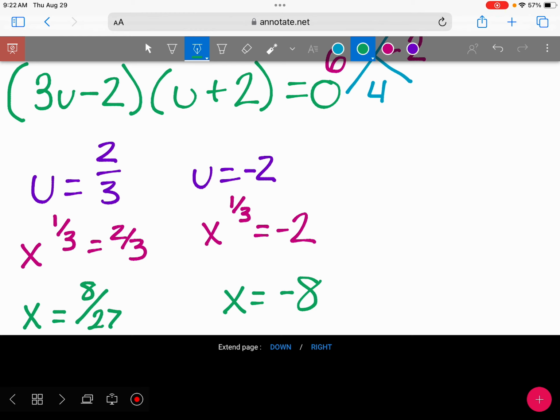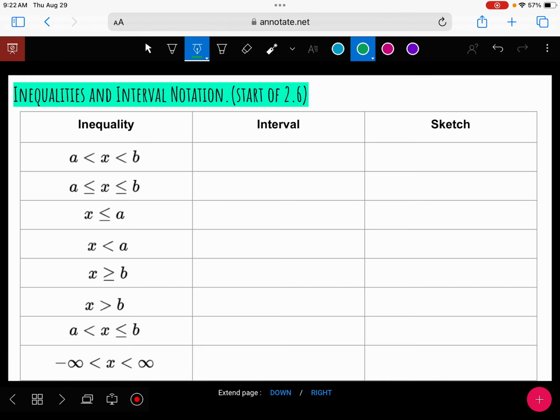Okay? So now we're going to start 2.6, which changes. Different thing. We're going to look at inequalities.